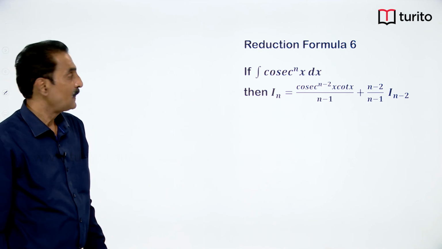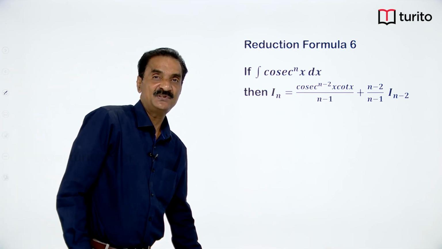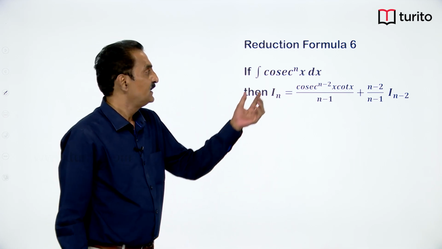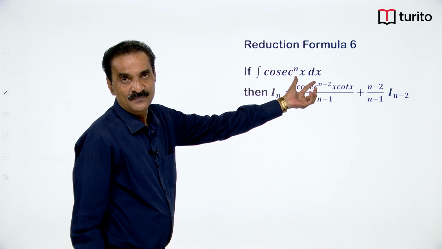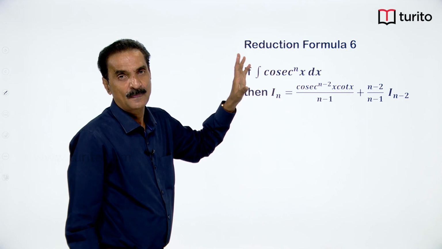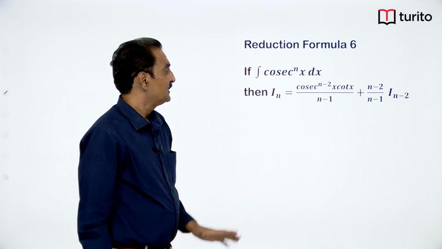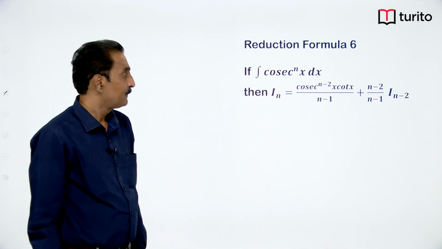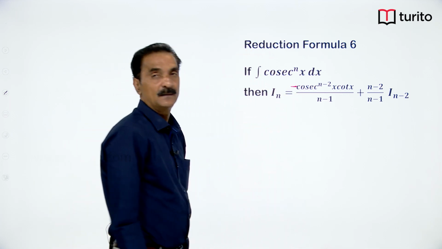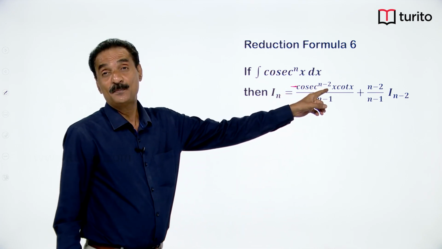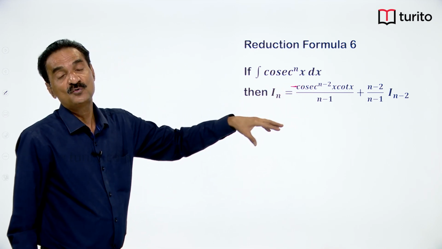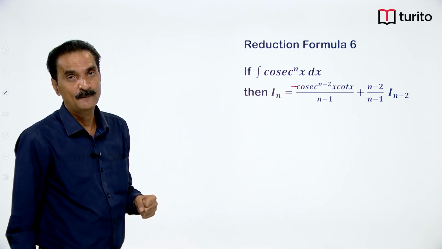Next reduction formula, integral cosecant power n x dx. You can prove it in the same method as secant power n x. You separate cosecant square x, then integrate by parts, same steps. So finally you will get In is equal to, here you will get a minus sign: minus cosecant power n minus 2x into cot x by n minus 1 plus n minus 2 by n minus 1 into In minus 2.